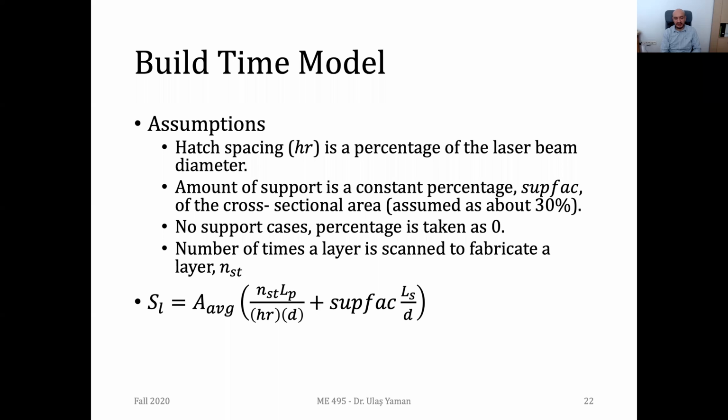Then once you determine all these values, you can determine the time you need for scanning. As you see, we have the average cross-section, the number of scannings, the hatch spacing, the laser diameter, and the parameters for support structures. Once you know all these parameters, you can determine the time you need to spend for scanning. This is how we do it. We need to consider obviously the scanning speed. It's in hours, and you need to convert into seconds. Any questions, guys?